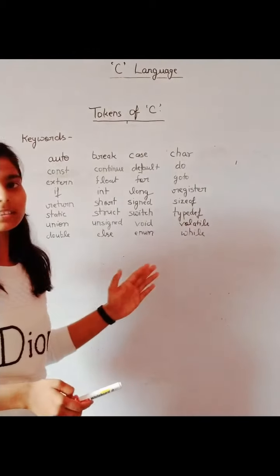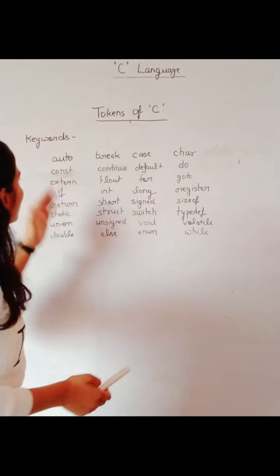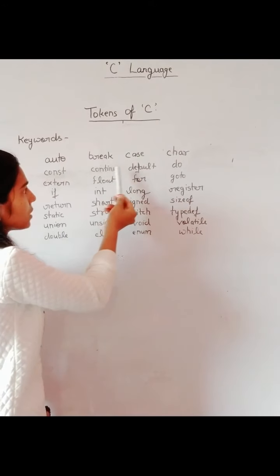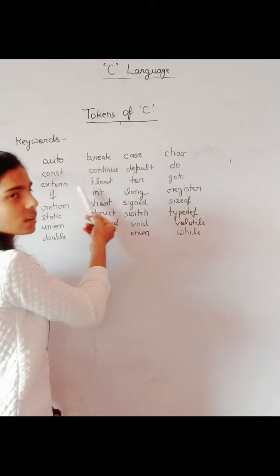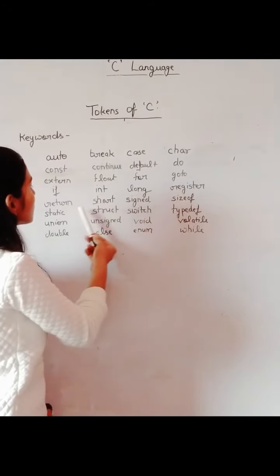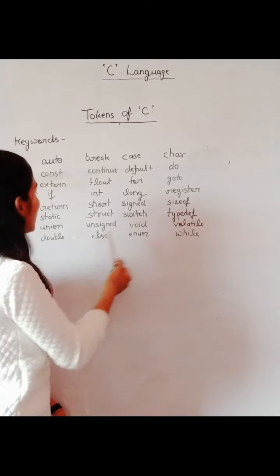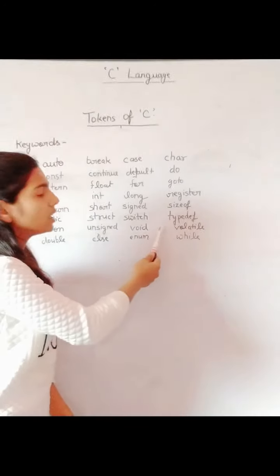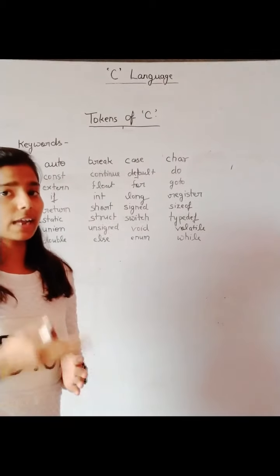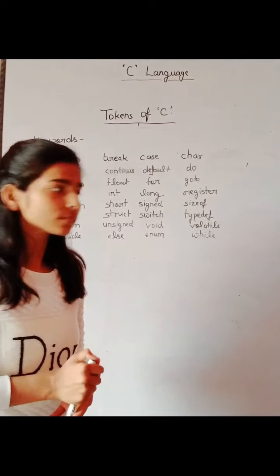There are 32 keywords in C language. These are also called predefined words or reserved words. So these are the words: auto, break, case, char, const, continue, default, do, extern, float, for, goto, if, int, long, register, return, short, signed, sizeof, static, struct, switch, typedef, union, unsigned, void, volatile, double, else, enum, while. You need not cram these words. While programming, you will know how to use them.